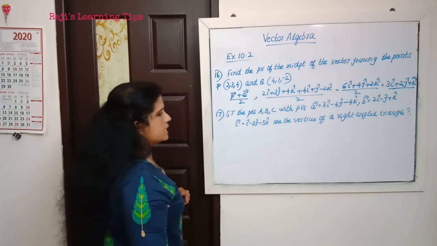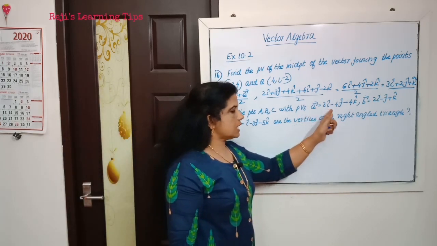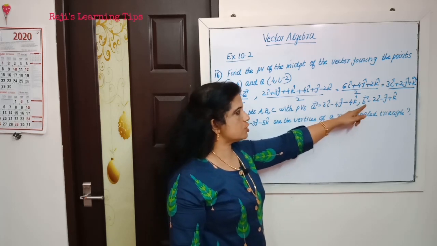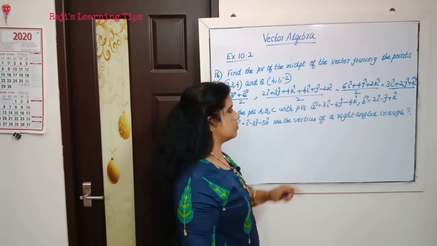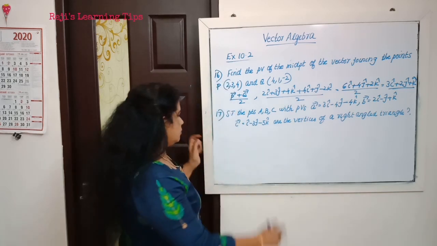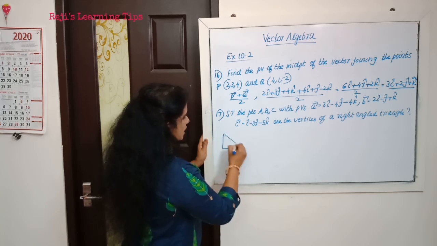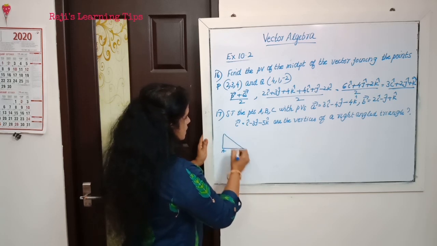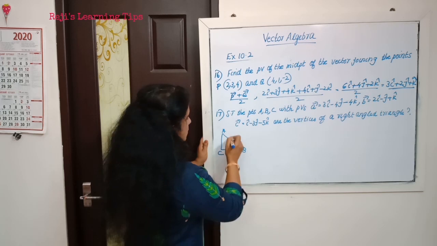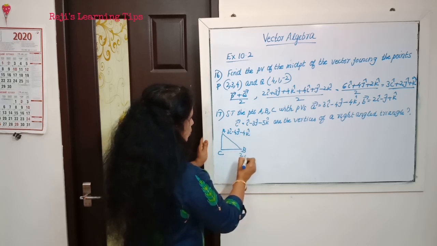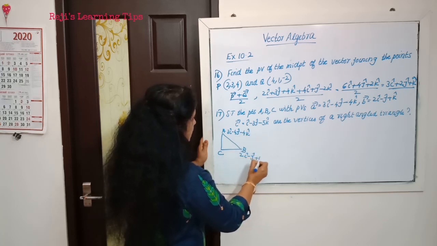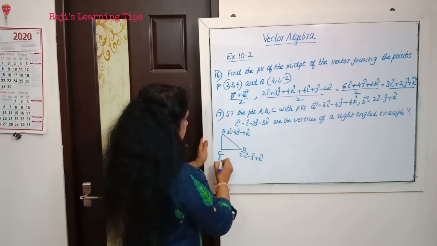Show that the points A, B, C with the position vectors A is 3i minus 4j minus 4k, vector B is 2i minus j plus k, vector C is i minus 3j minus 5k are the vertices of a right angle triangle. We know that for the vertices of a right angle triangle A, B, C, the position vector of A is 3i cap minus 4j cap minus 4k cap, vector B is 2i cap minus j cap plus k cap, vector C is i minus 3j minus 5k.